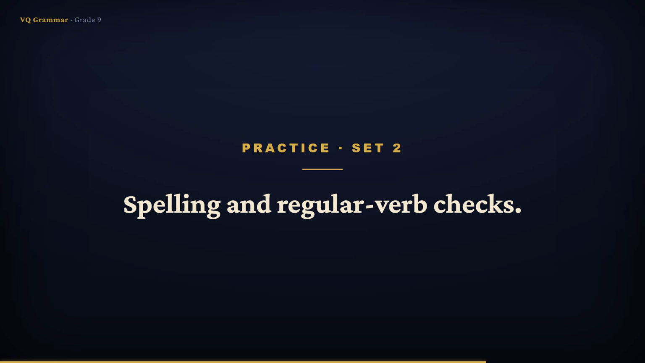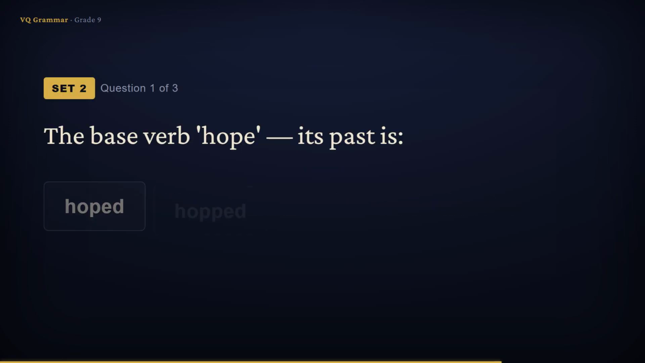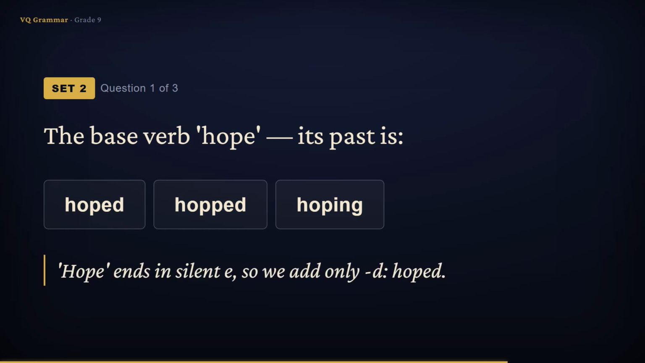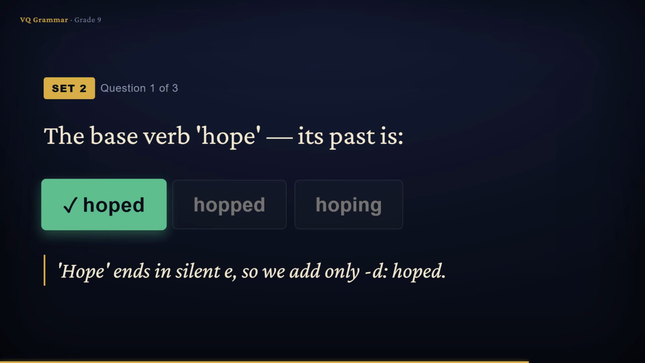In this second set, we'll test your spelling and your eye for regular verbs. I'll give you a verb, and you choose the correct form, or the right label. Pause and try each one before I answer. The base verb is hope, and we want its past. Hope already ends in a silent e, so we don't add a full ed. We just add the d. That gives us hoped. Hopped, with 2 p's, belongs to the word hop, and hoping is the ing form. So the past of hope is hoped.